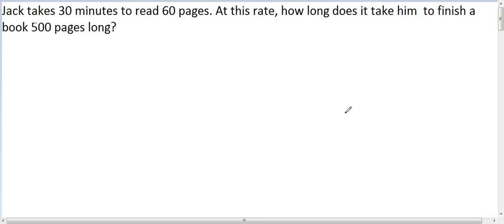Jack takes 30 minutes to read 60 pages. At this rate, how long does it take him to finish a book 500 pages long?